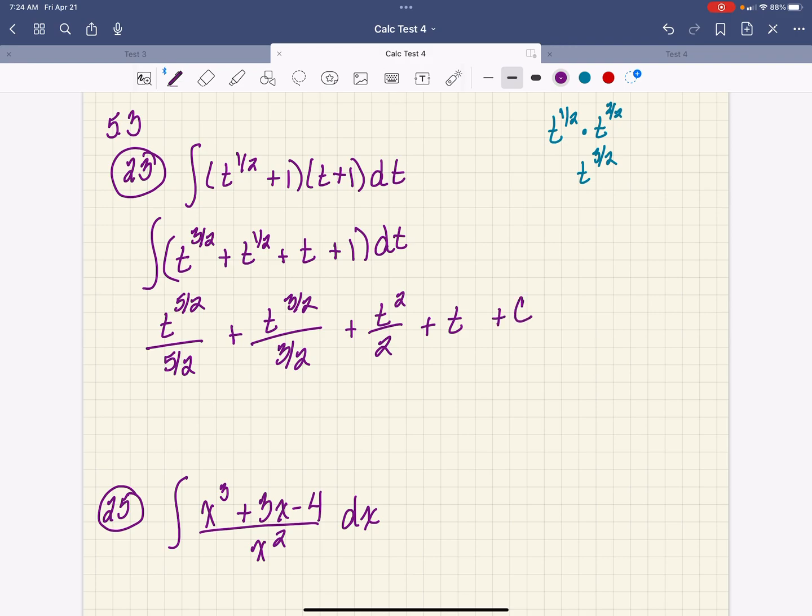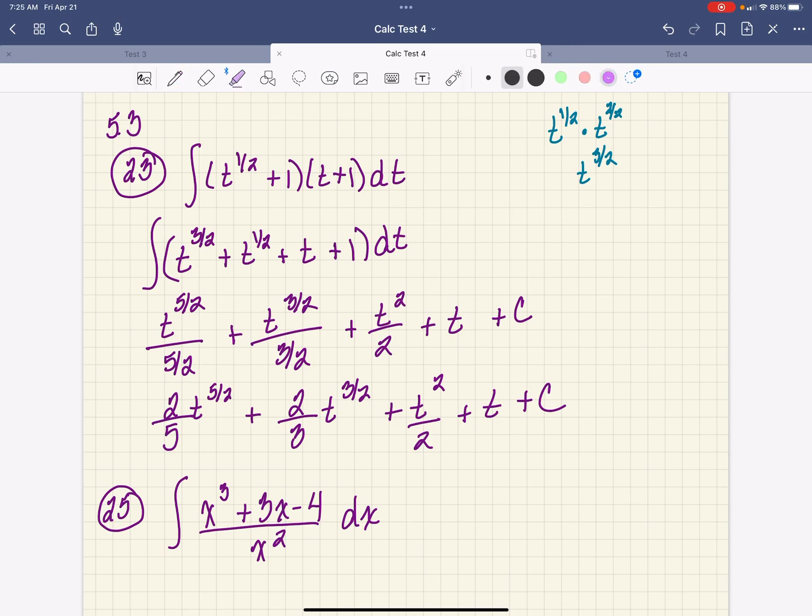We can do a little bit of cleanup here. Remember, when we are dividing by a fraction, that's multiplying by its reciprocal. So what we will have here is 2/5 t to the 5/2 plus 2/3 times t to the 3/2 plus t squared over 2 plus t plus c. Okay, and here we have it right here, and that's our final answer.